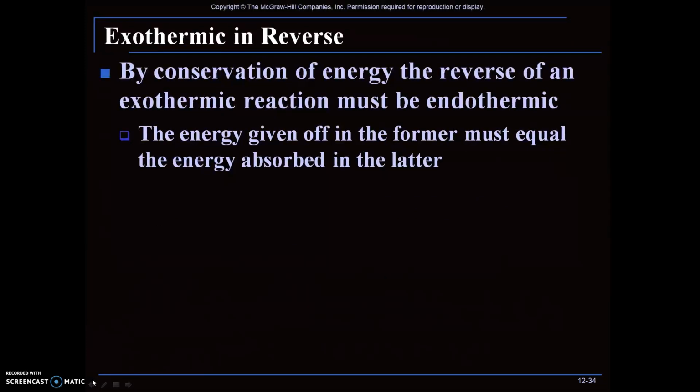By conservation of energy, the reverse of an exothermic reaction must be an endothermic reaction. So if hydrogen and oxygen combine to make water, and the water breaks into hydrogen and oxygen again, one of them is endothermic and the other is exothermic, and these two are opposite of each other. The amount released in forming water is exactly the same amount needed for the water to break down into hydrogen and oxygen.